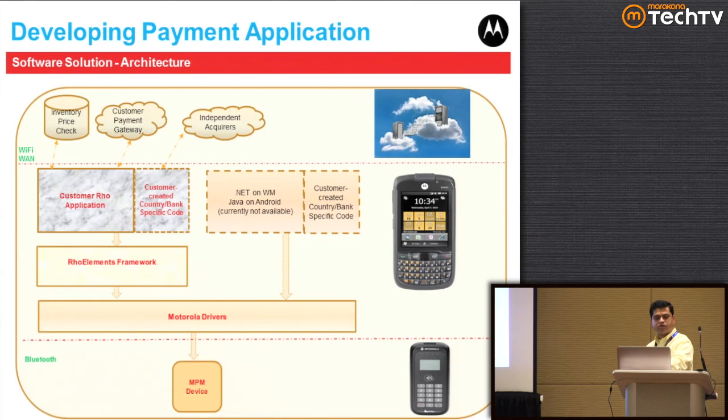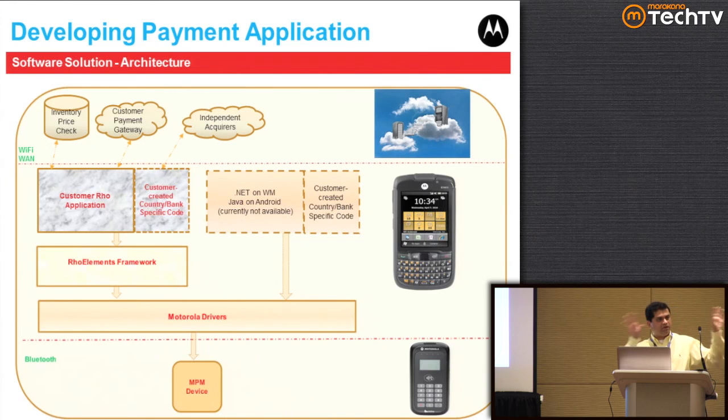That's where the customer RhoMobile application that you will write, and customer-created country- and bank-specific code, come in. Any process that requires you to do certain special things, you have to figure that out depending on the country and the bank. That has to happen on the software application side today. So now you fulfill all those requirements. You get the card data from NPM, right? Now what are you going to do with that? You have to pass it to someone else who is going to do the bank transaction. Once again, that's your responsibility today.